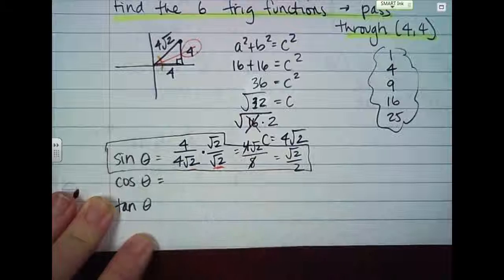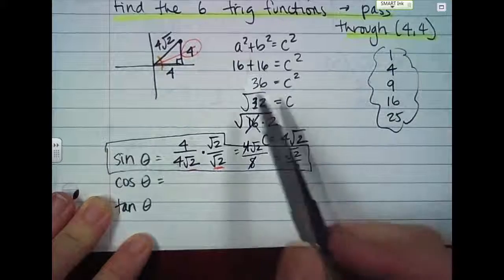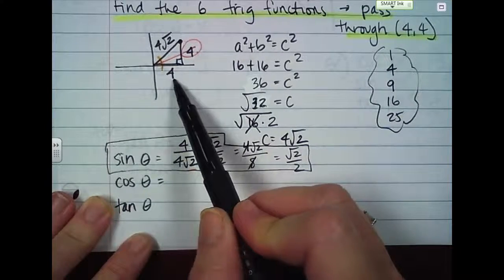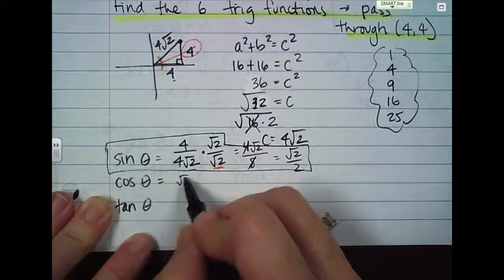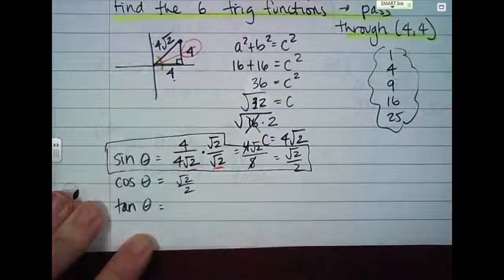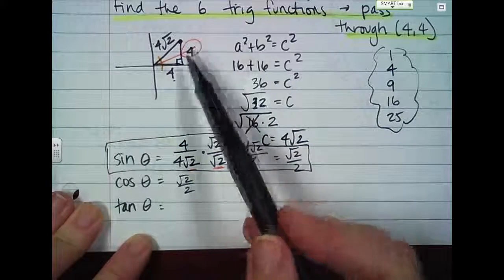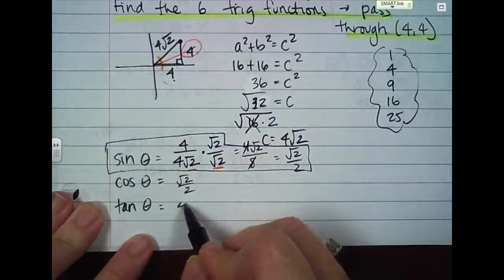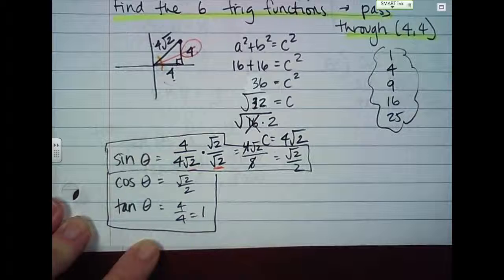How come cosine is exactly the same? That's exactly right. Cosine is adjacent over hypotenuse, and the adjacent is the same number as the opposite. So you didn't have to do any more work. Just write root 2 over 2. What's my formula for tangent? Opposite over adjacent. Which one's opposite? This is 4. Which one's adjacent? This is 4. What's 4 divided by 4? 1. That was an easy one. We made it through to the hard one.